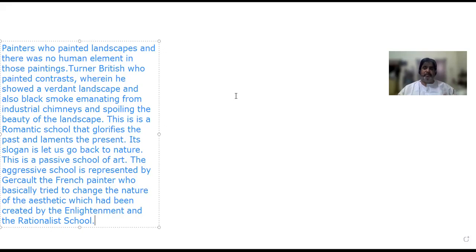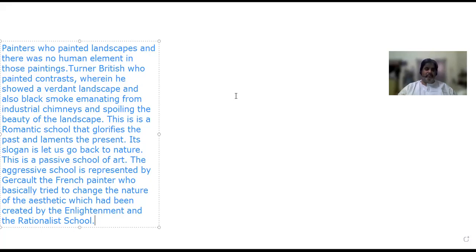I used to show these paintings because I have these paintings with me. But I think they must be somewhere downstairs in that little room where I have stacked things away. So I really can't show these paintings, otherwise you'll get a very good picture of what exactly is Romanticism and what exactly is the rationalist way of painting.